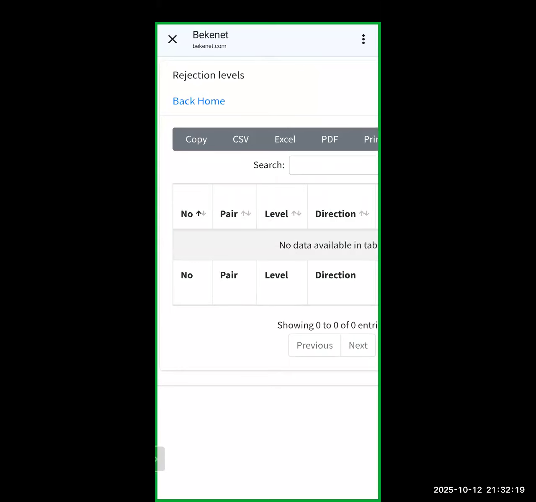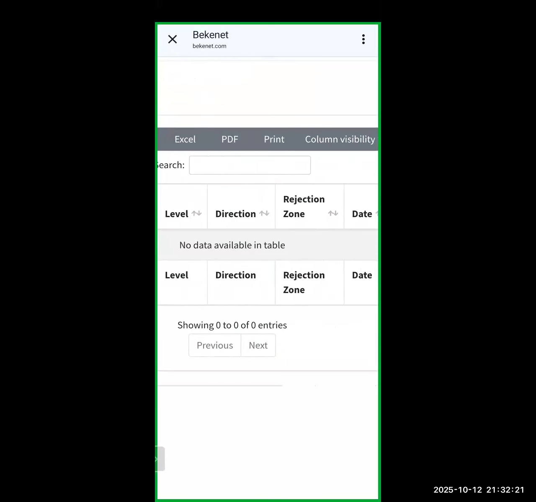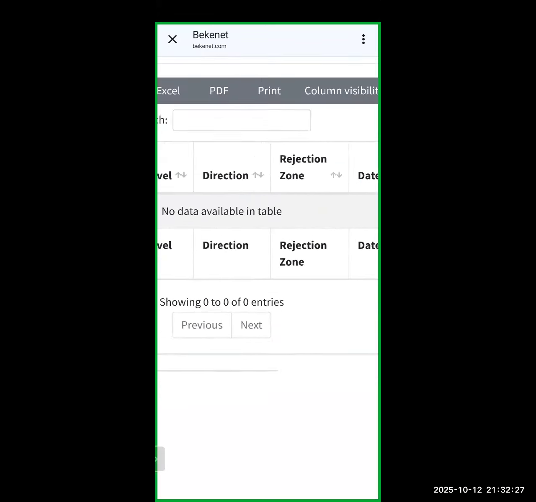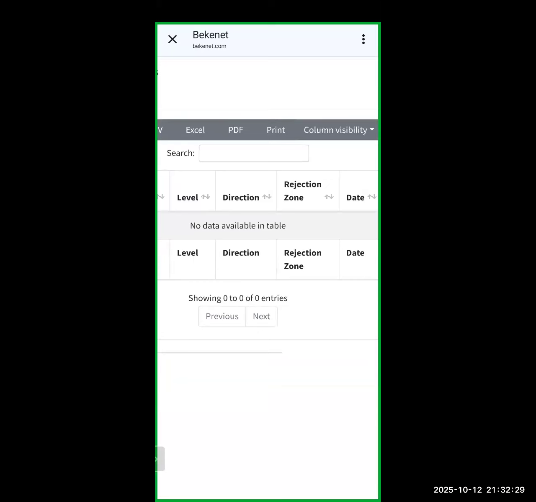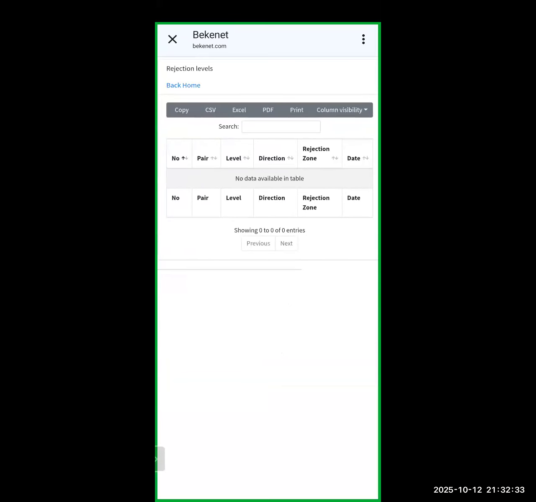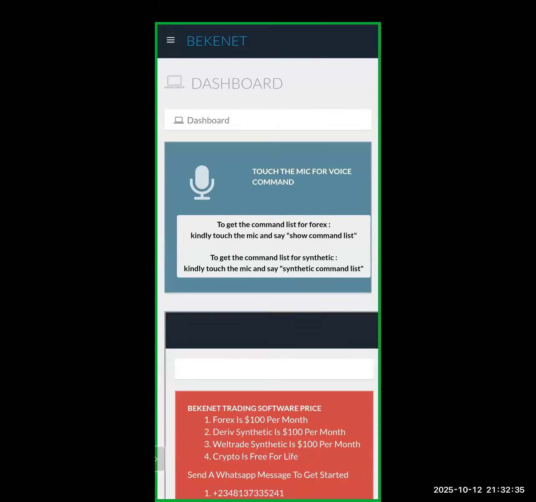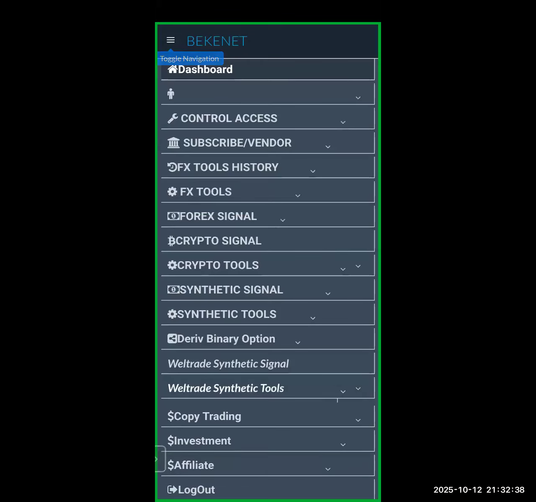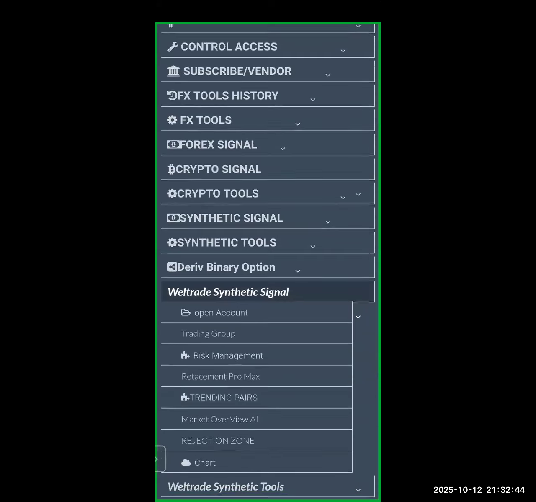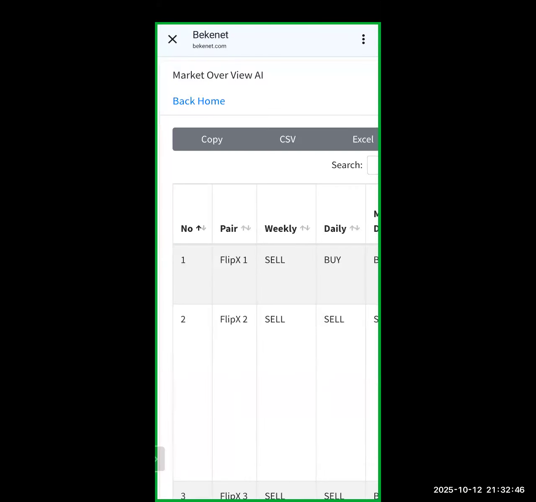As you can see, there is no current rejection level. Now, the system is trying to reboot because the market is about to close. That's why we're not having any data here. So as from, let's say, 11 o'clock, the rejection level will be available. So let's switch to market overview. They are all the same thing, just that the market overview is the senior brother to the rejection level. Let's click market overview. We'll be able to see something.